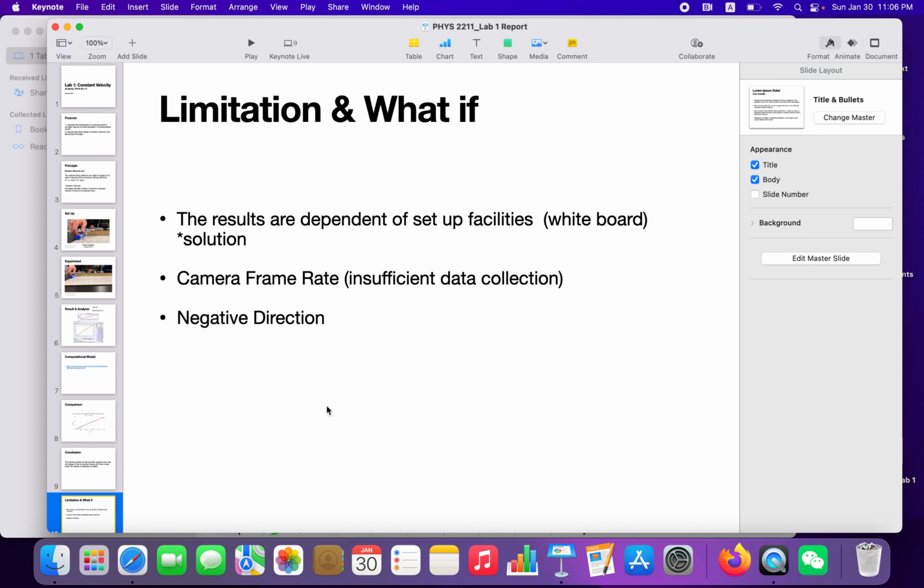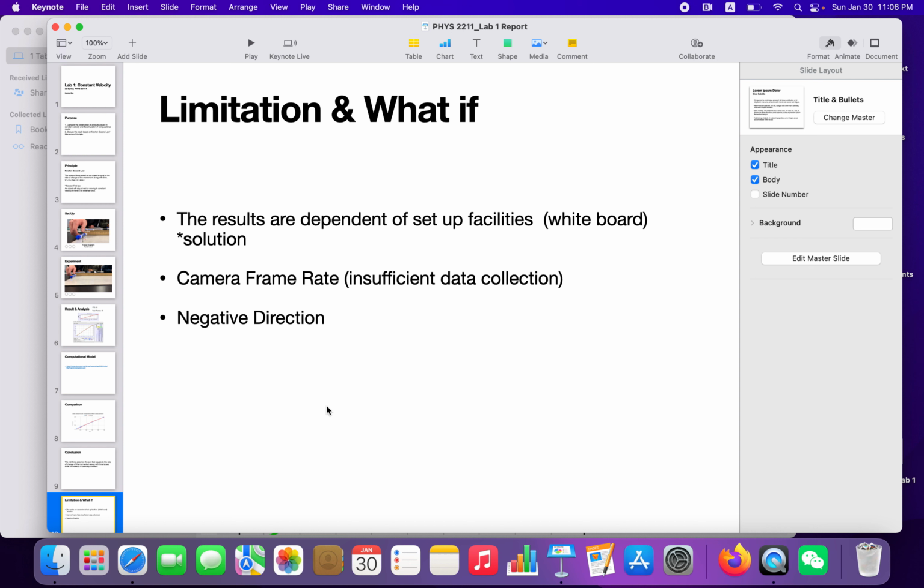I believe we should also increase the frame rate of the camera in the future if possible, because in this way we can collect more data that can give a better estimate of the velocity of the marker.